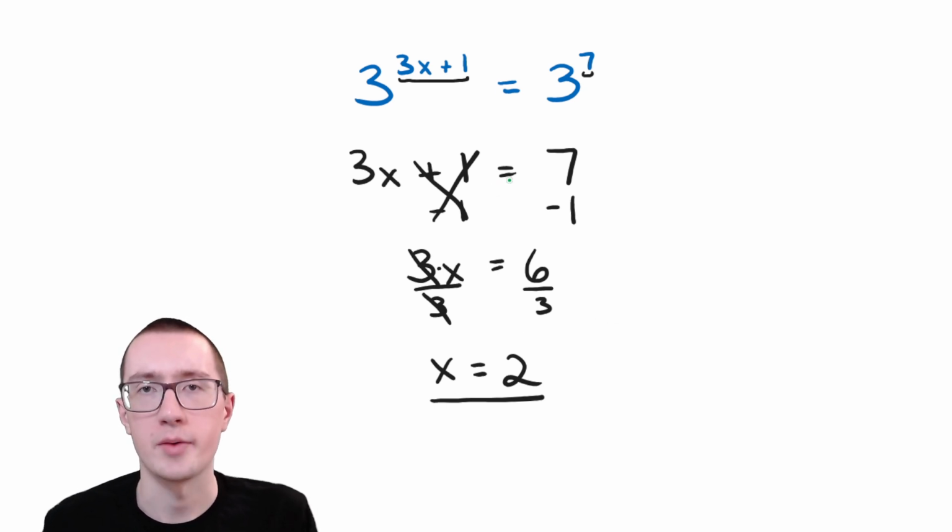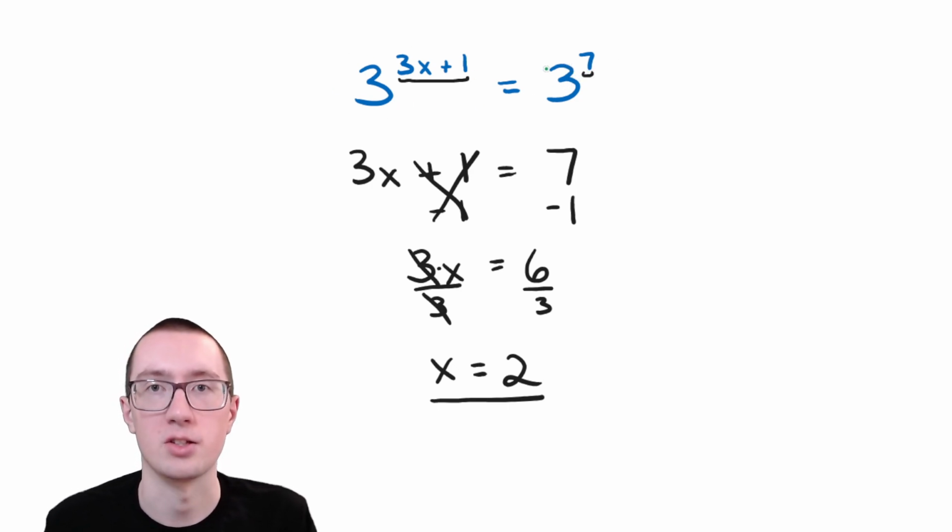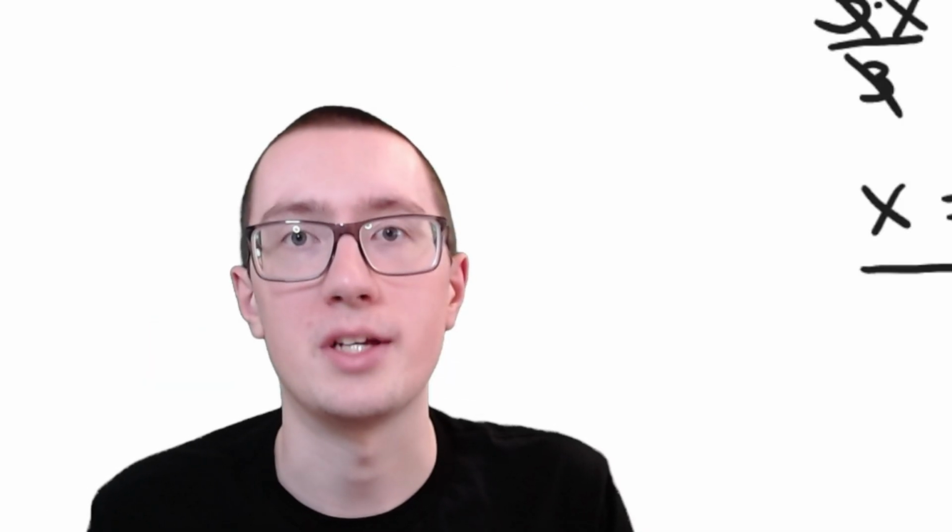So that wasn't that bad because we had our special rule where if the bases are the same, the exponents also need to be the same. But not every problem is going to give you bases that are exactly the same. So what do we do if the bases are different?